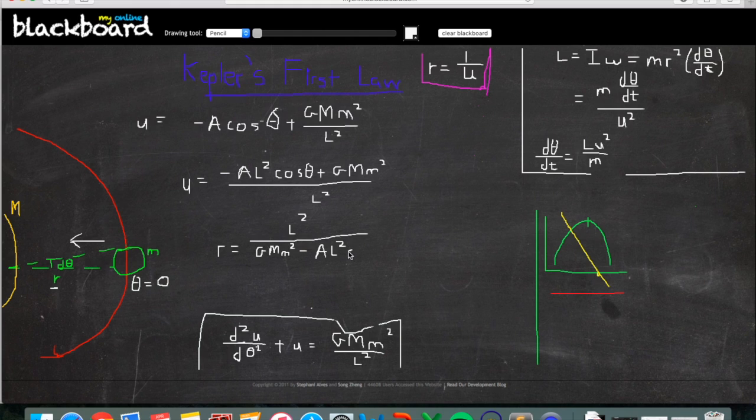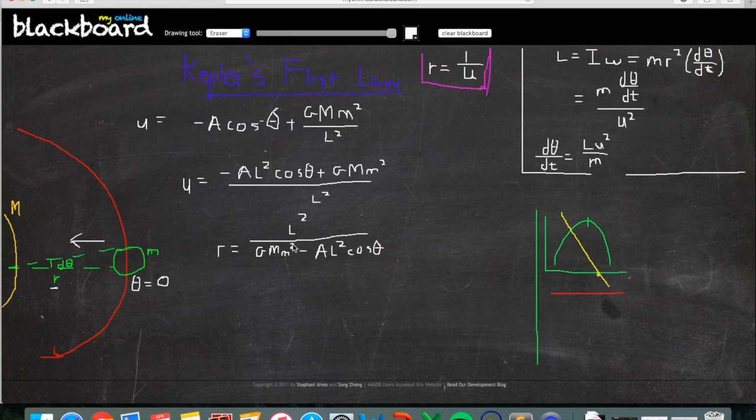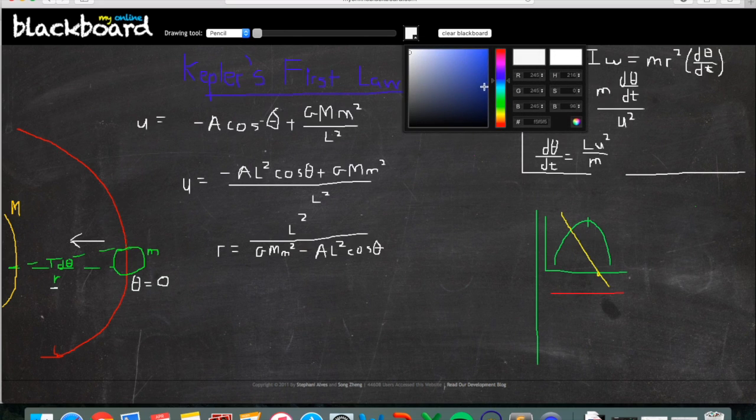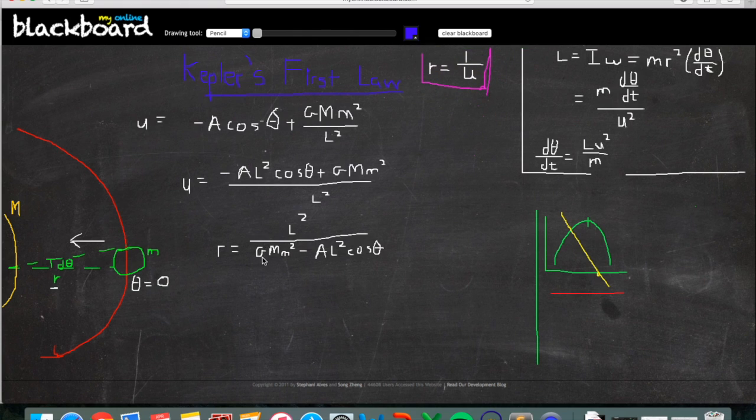So we have A L squared cosine of theta. Now, what we can do here to get it into its actual final form is we're going to divide the top and the bottom, all these terms, by G big M little m squared. So I'll show you right now. We divide both top and bottom by G M little m squared, and what we get is that this will become 1 since we divided out. And remember, since we're dividing both sides, we can split this up into two fractions. So this divided by G M m squared is 1. This divided by that, we're going to get A times L squared over G M m squared, cosine theta. And this also becomes L squared over G big M little m squared.